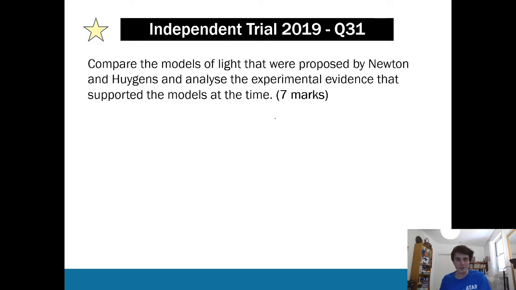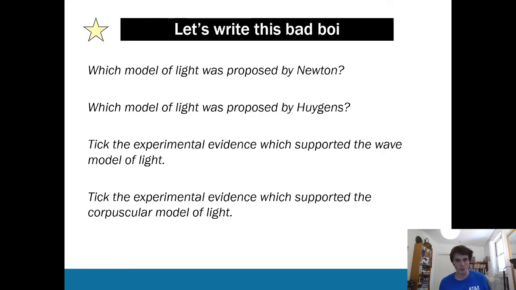So I think we can break it down vaguely into 4 easy little chunks. First of all, what model of light was proposed by Newton, right? Let's explore that. Explain what the model of light proposed by Newton was. And then compare that with the model of light that was proposed by Huygens. Remember that this question did actually ask us to compare the two. So while you're describing whichever one you do second, it's important to refer back to the first one, right? So you could say, okay, Newton's model of light was the corpuscular model of light, whereas Huygens used a wave model of light by contrast.